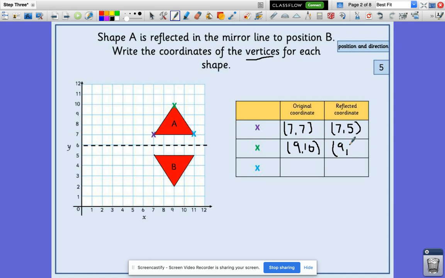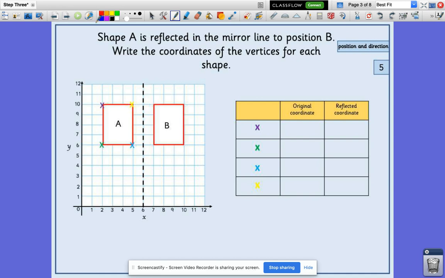9 and 2. And then we've got the blue one, which was 11, 7, and that has been reflected to this one, which is 11, 5. So we've written the coordinates for the original shape A and its reflected one.